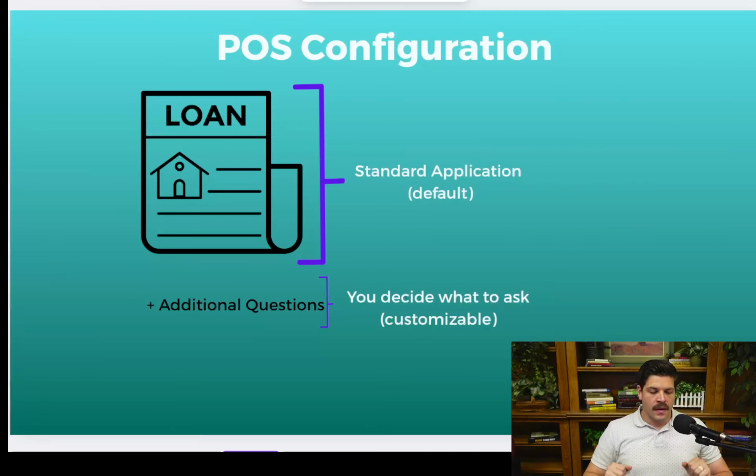So the POS configuration, the app configuration, is controlling the borrower's experience when they go through your application. There's only so much you can actually control. Everyone has the same standard default application, the 1003 that people complete.